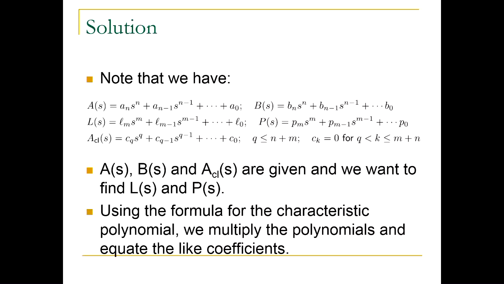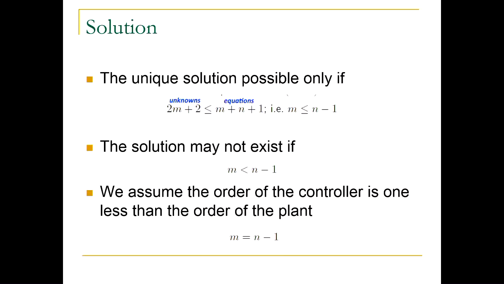So what we will do in this lecture, we will always assume that the order of the controller is 1 less than the order of the plant. And we will see that under this condition, we will be able to solve the problem under very weak assumptions.